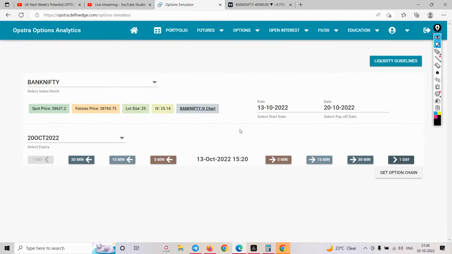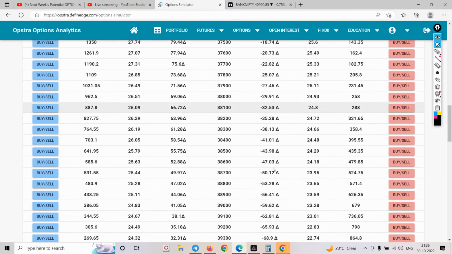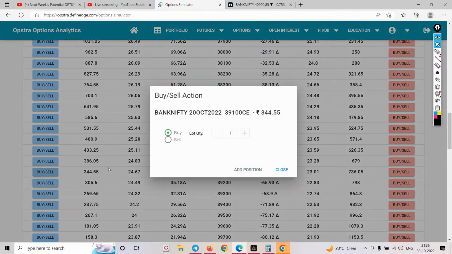Now let's say my view is sideways to mild bullish. I'll go for the option chain. 38,800 is where the market is standing. If my view is sideways to mild bullish, I do not know, market was super bullish. I thought maybe on that deployment day the market would be sideways to bullish. So now I'll go for 300 points. Let me go for 400. Okay, 300 points, I'll buy this.